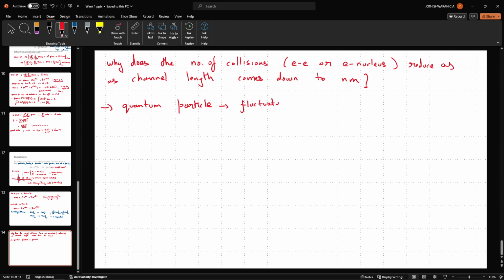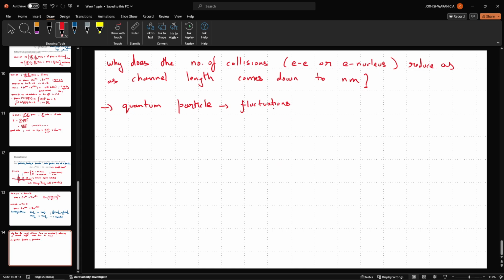So I cannot definitely say where a quantum particle is or how it is moving. It is kind of distributed in a region. Since there are fluctuations, even if my system has only one electron, I cannot deterministically track its trajectory. So we will have to deal with this situation in a probabilistic manner.